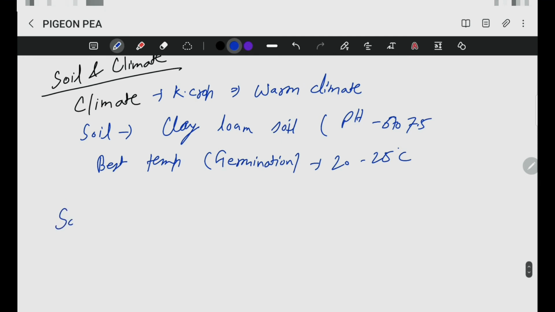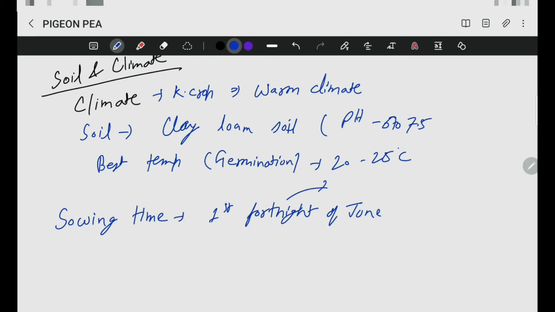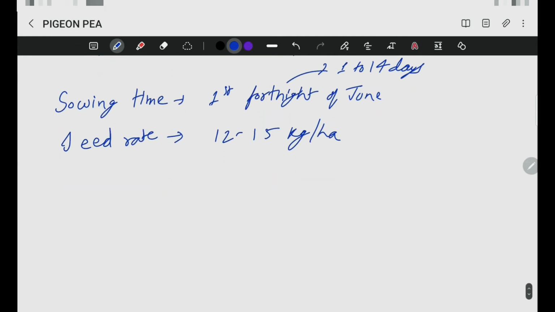Okay, now we will talk about sowing time. Sowing time of pigeon pea is first fortnight of June. Fortnight means 1 to 14 days of any month. If we talk about seed rate of pigeon pea, then it's 12 to 15 kg per hectare.